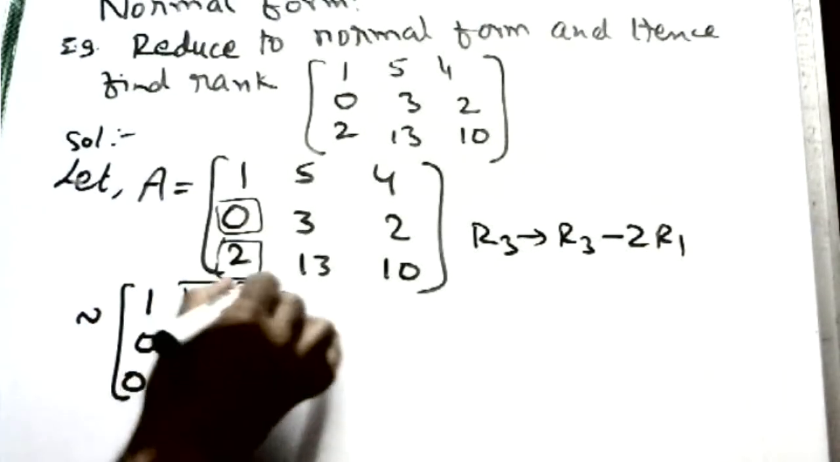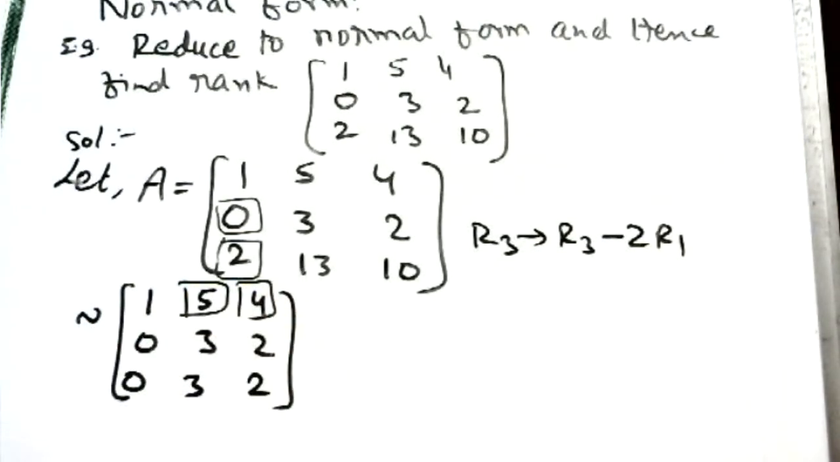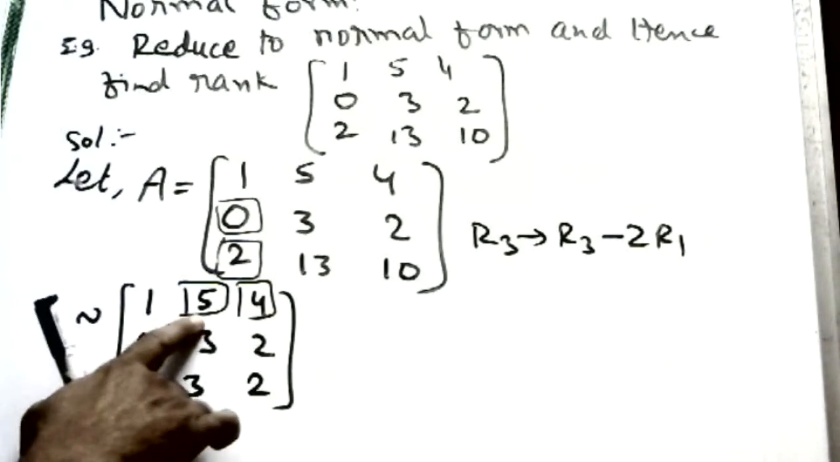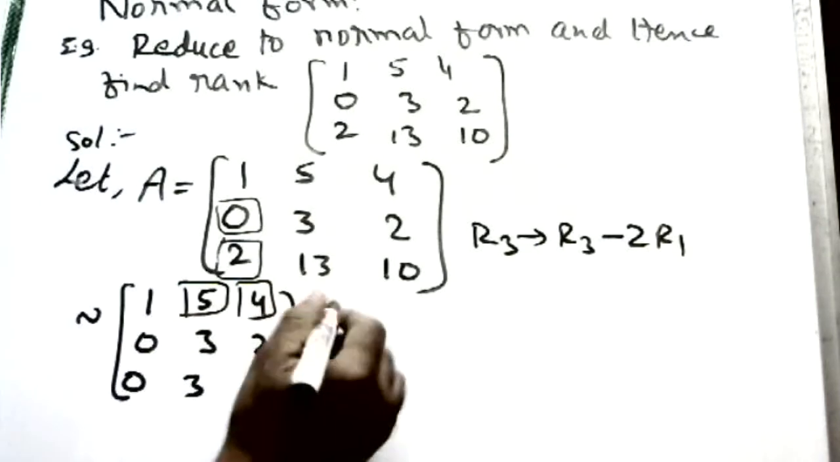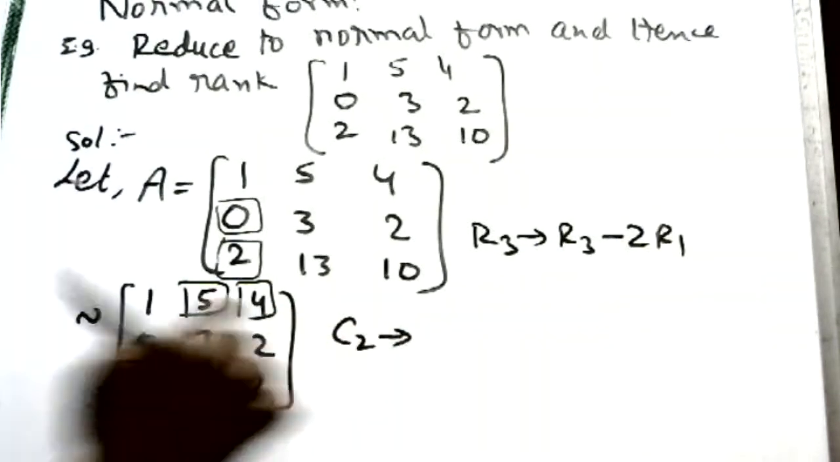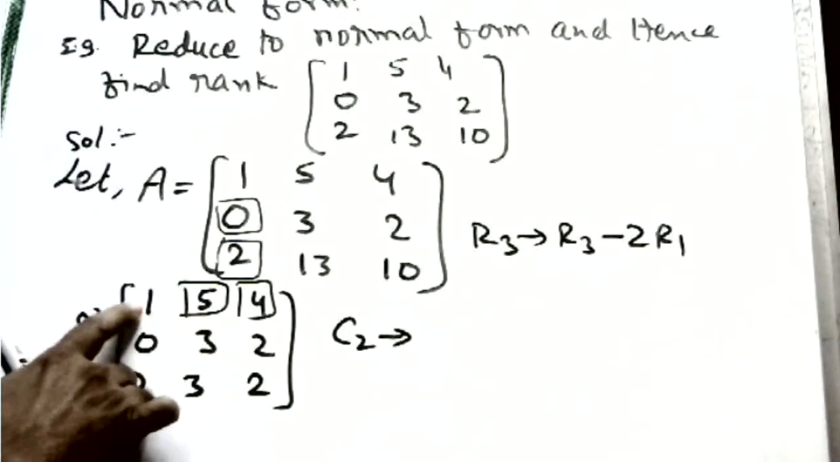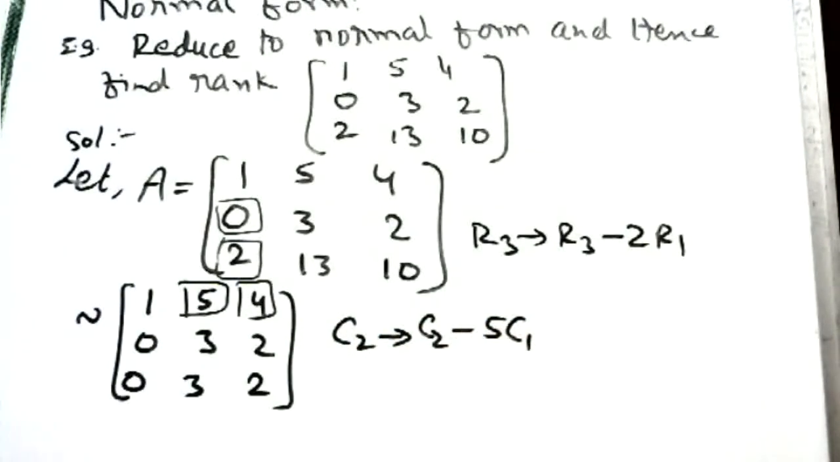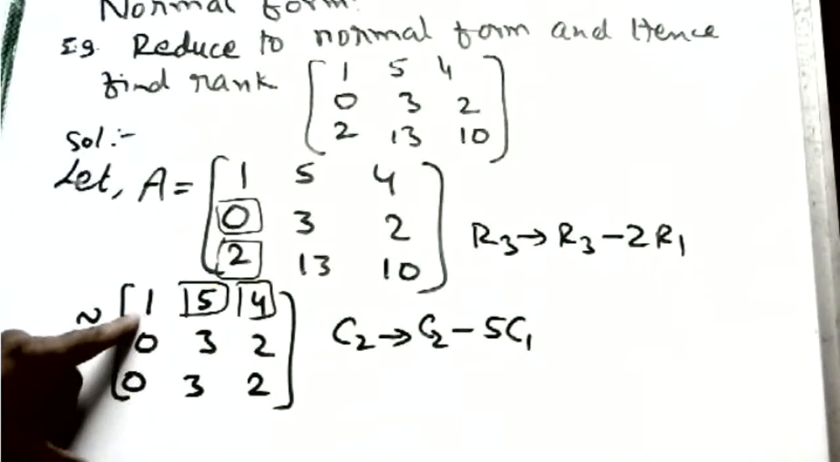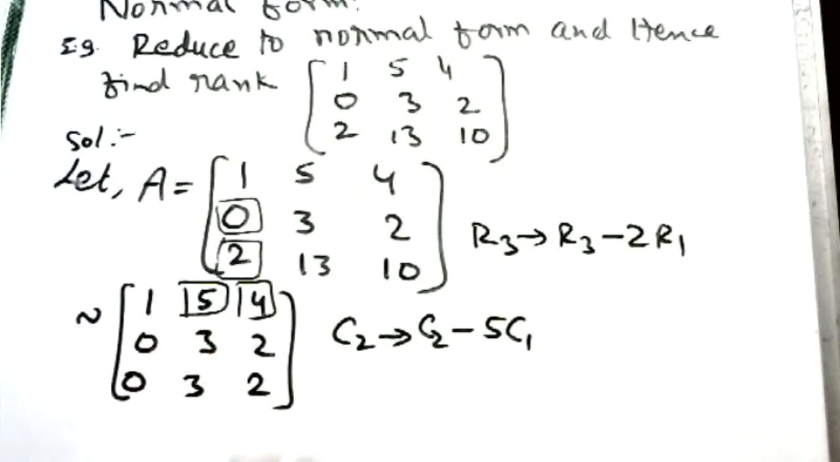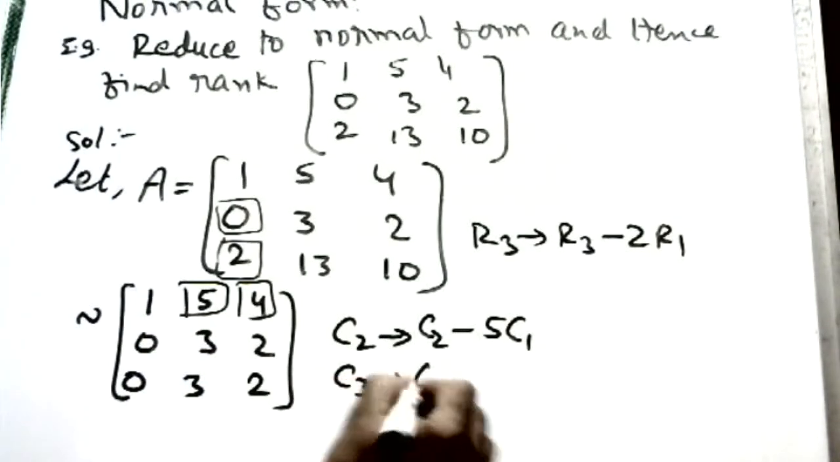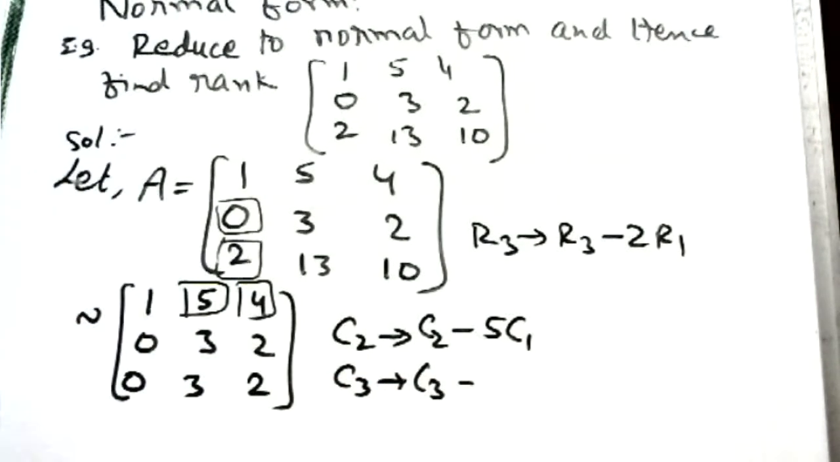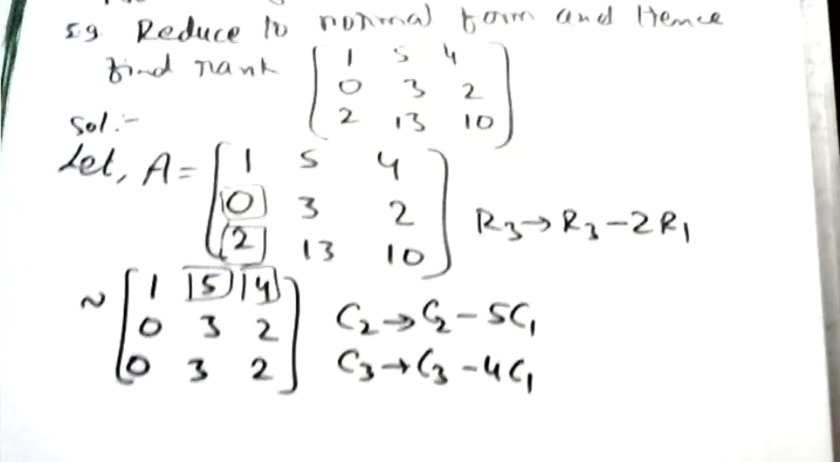Now to make this one 0 and this one 0, let me use the column operations, C1, C2. This is C2, therefore we write C2 implies C2 minus 5C1, since this is 5 now, so multiply this with 5. And C3 is 4, so you multiply this with 4: C3 minus 4C1.